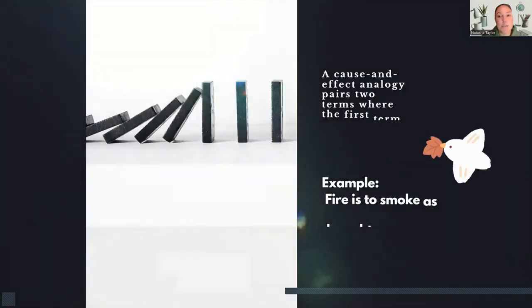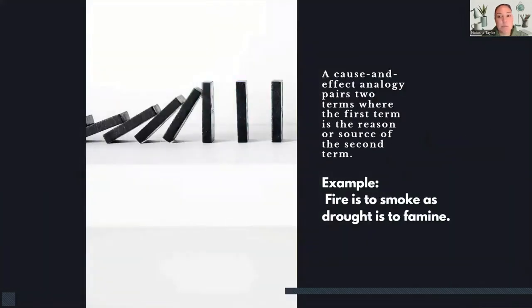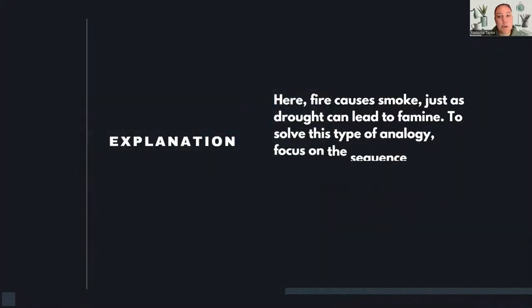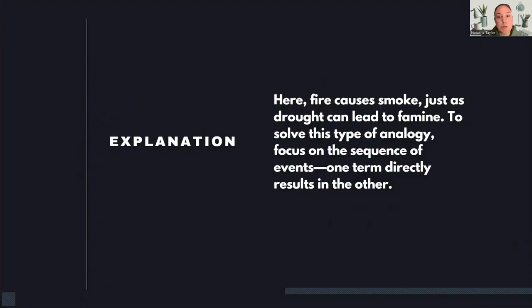Analogy relationships. Cause and effect. A cause and effect analogy pairs two terms where the first term is the reason or source of the second term. Example: fire is to smoke as drought is to famine. Explanation. Here, fire causes smoke, just as drought can lead to famine. To solve this type of analogy, focus on the sequence of events. One term directly results in the other.